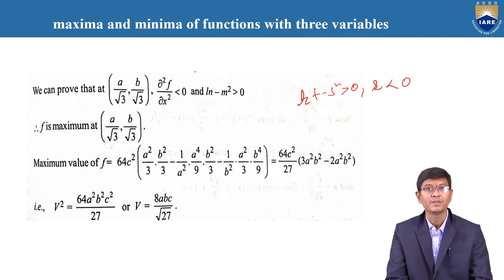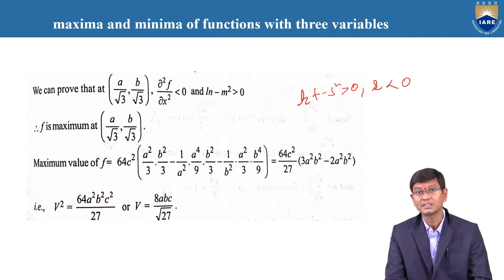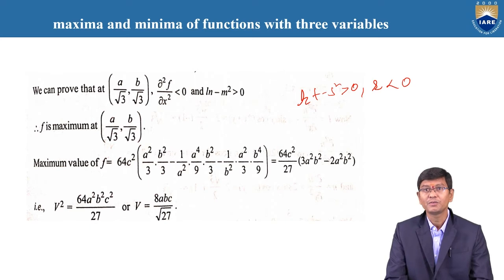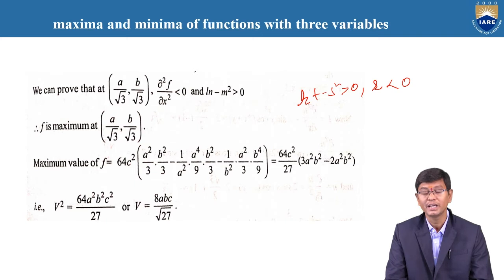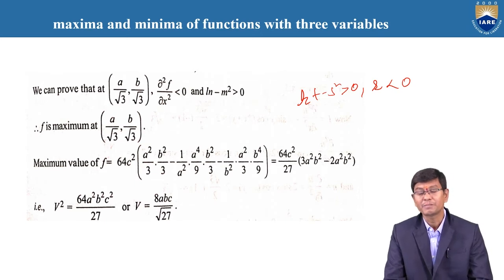Now, we need to find the volume of the given rectangular parallelepiped. By the conclusion of the previous condition, using the values a equal to a by root 3 and b by root 3, we obtain V equal to 8abc by root of 27.